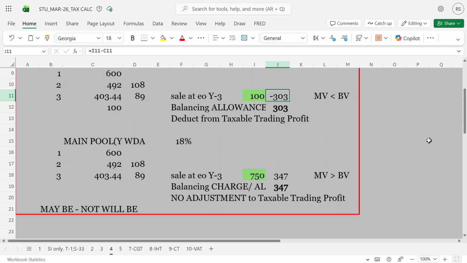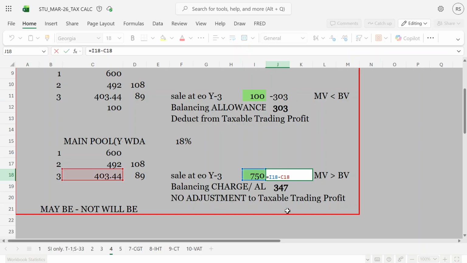For a true and fair picture, market value must always be equal to book value. I can't do anything about the market value because that is determined by the market. What I can play with is the book value. So I see my book value is 403 and my market value is 750. So the book value has to be increased by 750 minus 403, this amount of 347.